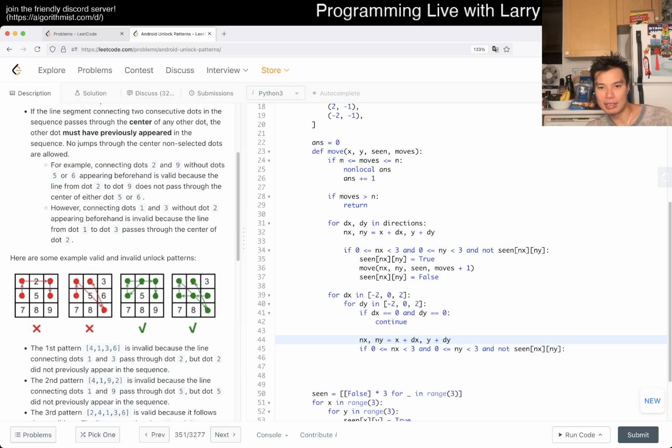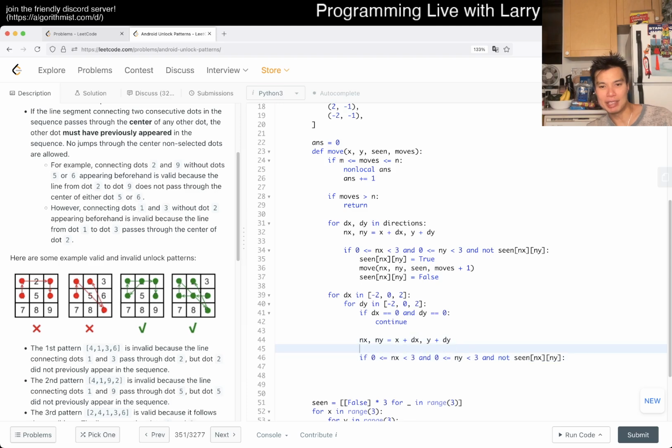But yeah, so okay, and then now this is in bounds, and then the midway of it. So maybe this is equal to x plus dx divided by 2, y plus dy divided by 2, and we know that this should be good because these are all even numbers, right? So yeah, then now not seen and seen of mx and my. By definition, we don't have to check the bound again because this is the midpoint of nx and ny, right? So if nx and ny is in bounds, then the midpoint is not going to be out of bounds. So then now we do this thing about, yeah.